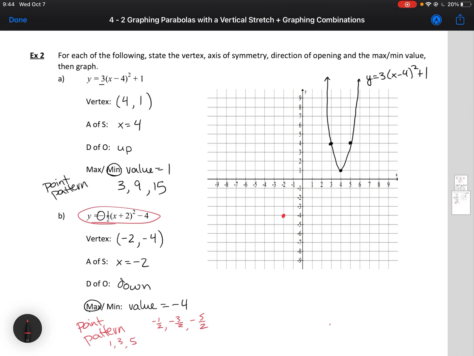So starting from my vertex, I'm going to go left 1, down 1/2, right 1, down 1/2. Then I'm going to go left 1 and down 1.5 on both sides. And then one more time, I'm going to go left 1 and down 5/2 or 2.5. So down here and down here, which is going to give me my other parabola. So y equals minus 1/2 times x plus 2 squared minus 4. And there are 2 examples of putting all the transformations together.